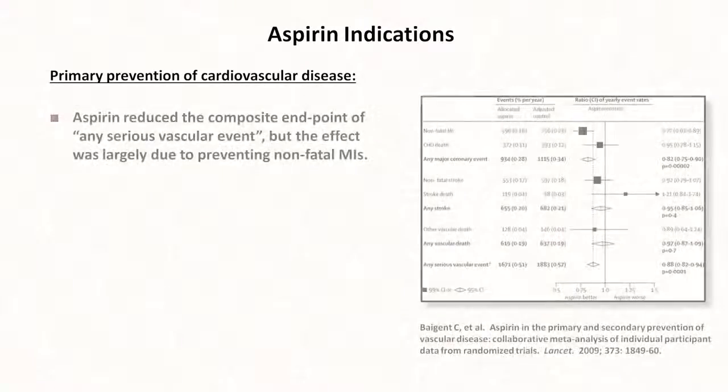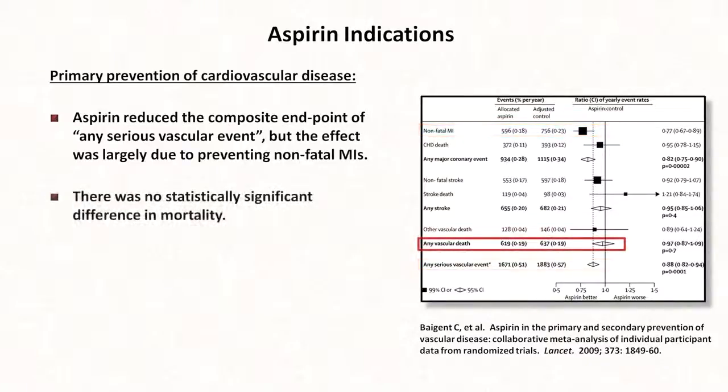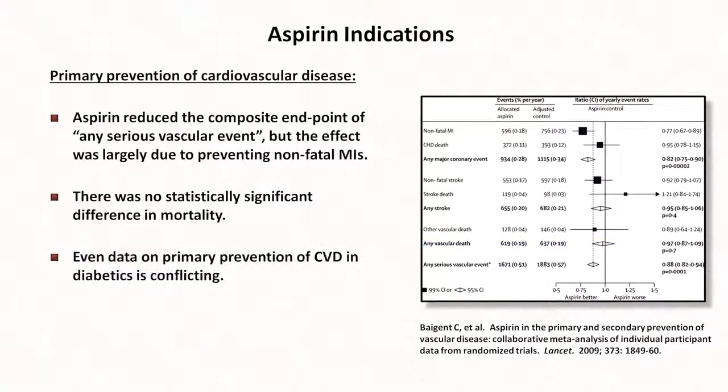Aspirin is also used for the primary prevention of cardiovascular disease, particularly in older individuals with cardiovascular risk factors. A huge meta-analysis looked at this question in 2009 and found that aspirin reduced the composite endpoint of any serious vascular event, but the effect was largely due to preventing non-fatal MIs. There was no statistically significant difference in mortality. And even data on primary prevention of cardiovascular disease in diabetics is conflicting.